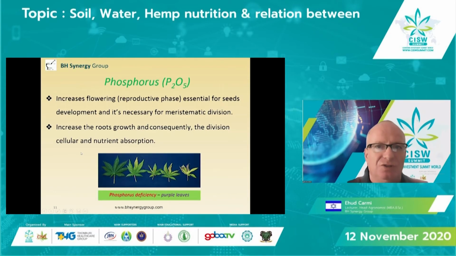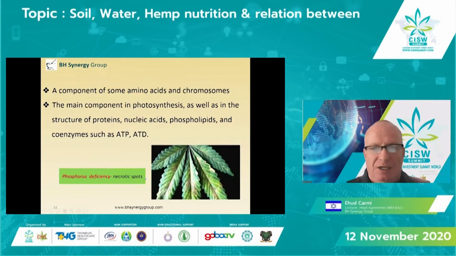As I told you, when I talk about deficiency of that, we'll see a lot of necrosis. Here you can see a lot of necrotic spots along the main vein of the leaves.